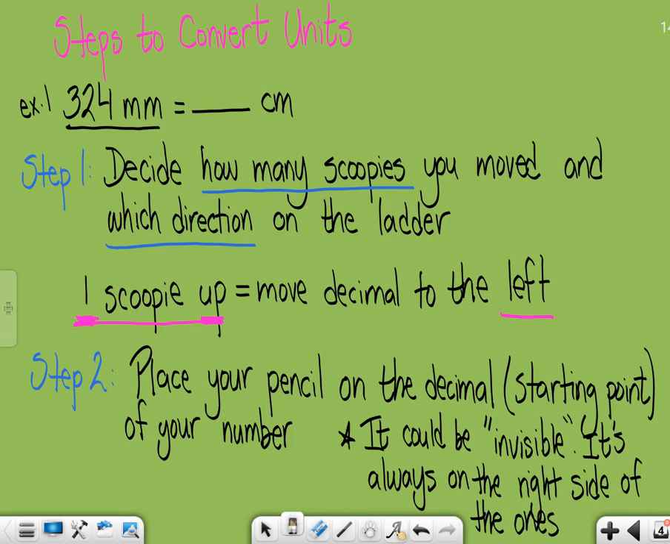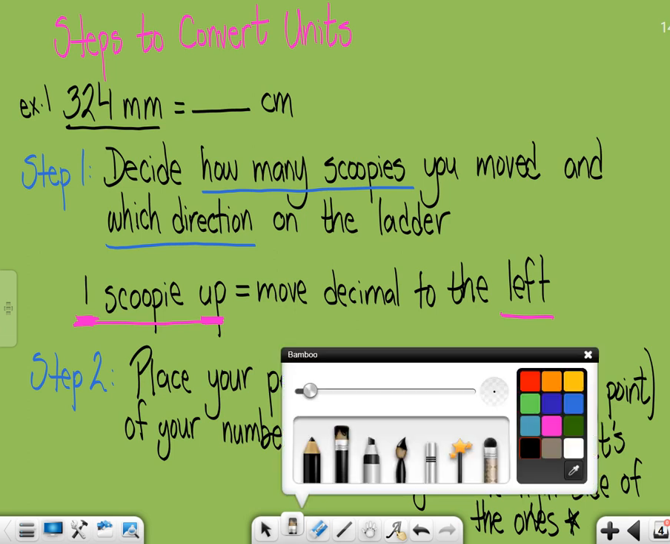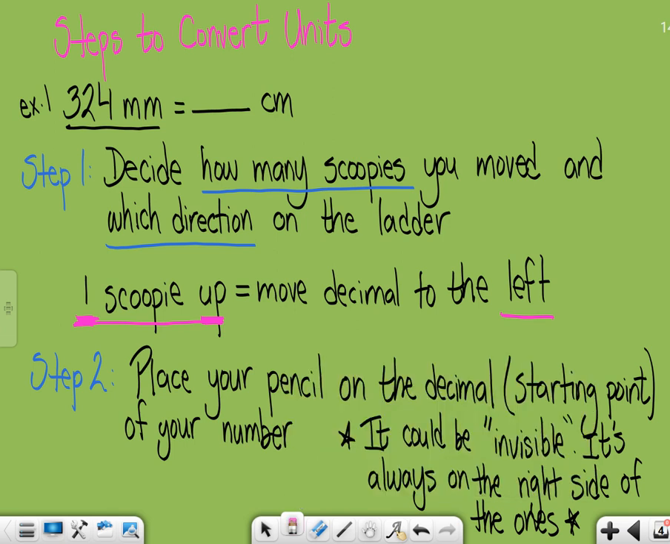Hands up if you remembered that. Although I can't see the hands, I'm hoping that you're putting your hand up. So, a few things we need to highlight there, and then we can go over it. Step 2 says place your pencil on the decimal, or we call it the starting point.